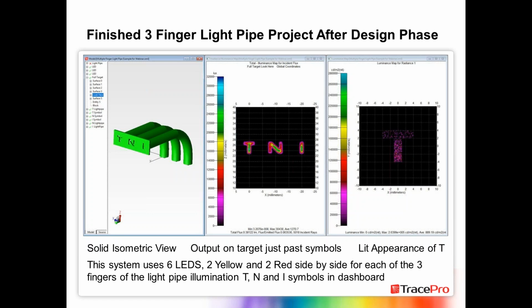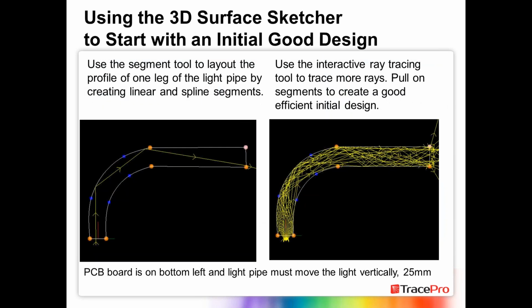The system is going to use 6 LEDs, 2 yellow and 2 red for each one of the 3 light pipes, and the T and I symbol is going to be on the dashboard. Well, let's see what we start off with. We use the interactive sketcher, where I create the control points and the segment points for this particular output. And then I ray trace it. I see I get a very good and nice output.